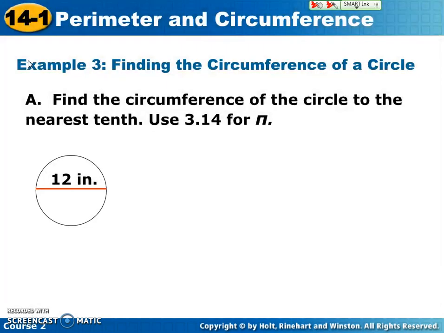All right, here's our first one. Number 1 here, for example 3, find the circumference of the circle to the nearest tenth. So we're going to round this, and we're going to use 3.14 for pi. Because we know the diameter, we're going to use our first formula, circumference equals pi times diameter. Now, because we have a specific formula, circumference, you need to have 3 lines of work. So perimeter is 2 lines, circumference is 3. The first line must be the formula.